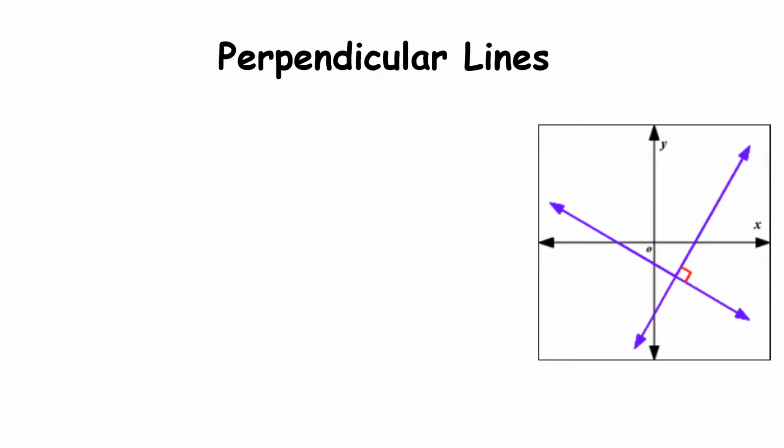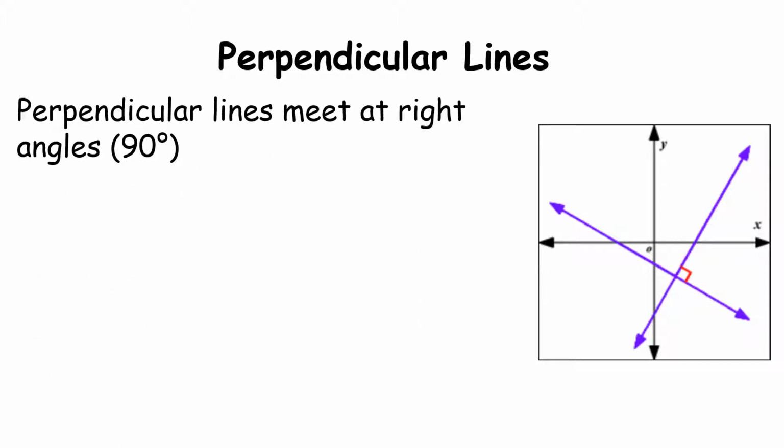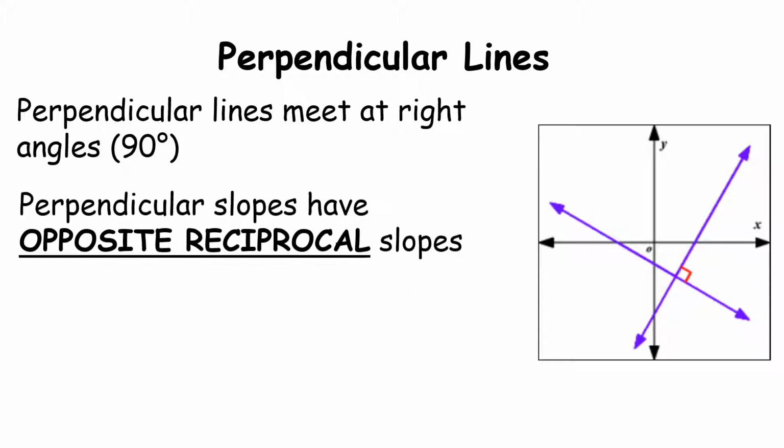So now let's talk about perpendicular lines. You will already know from geometry that perpendicular lines are lines that meet at a right angle, or a 90-degree angle, and you can see that over here in the diagram. The right angle is marked with a little red square. So perpendicular slopes have what we call opposite reciprocal slopes. You should have already heard the word reciprocal, and now we're talking about opposite reciprocal.